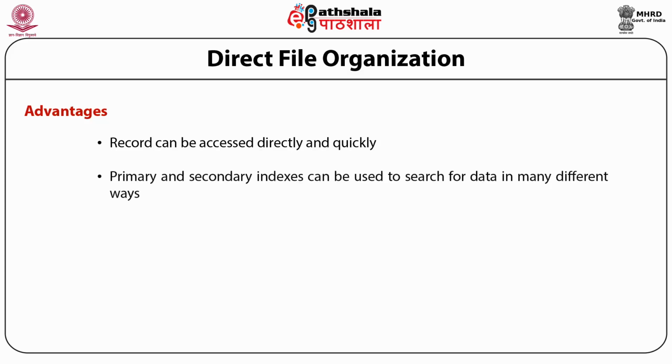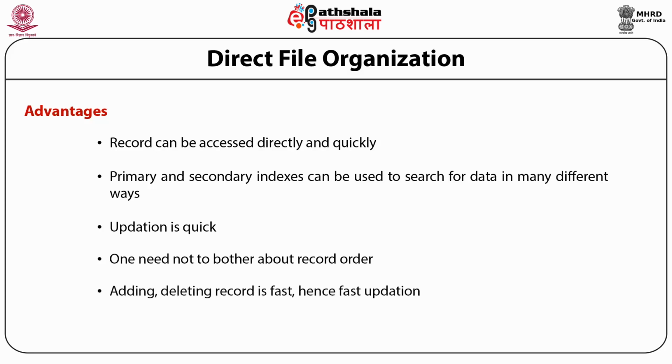Primary and secondary indexes can be used to search for data in many different ways. Updation of a direct access file or non-sequential file organization is very quick. One need not bother about record order in this kind of file organization. Adding, deleting or manipulating a record is fast in direct file organization. Centrally maintained data can be easily updated.